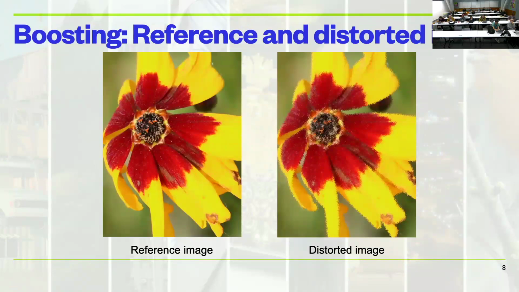So now the second component is the boosting. With the boosting, we have the reference and the distorted image here. As you see here, an example. Left is the reference, right is the distorted image, and I chose an example where the distortions are quite visible already without any boosting, just for demonstration, for ease.